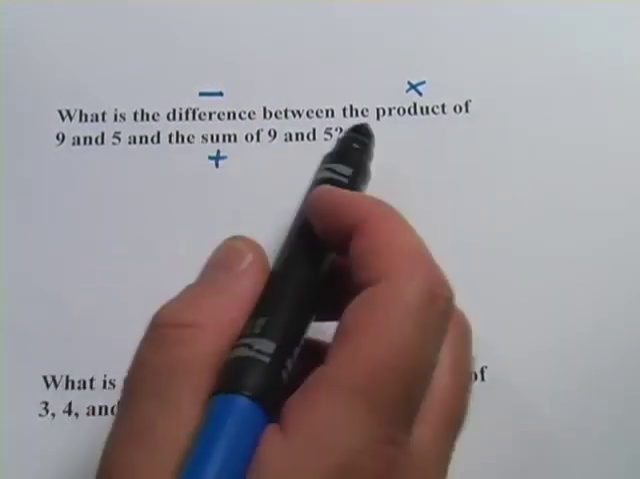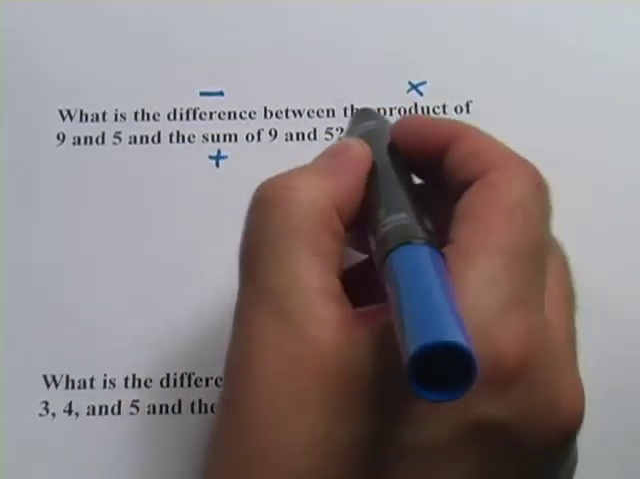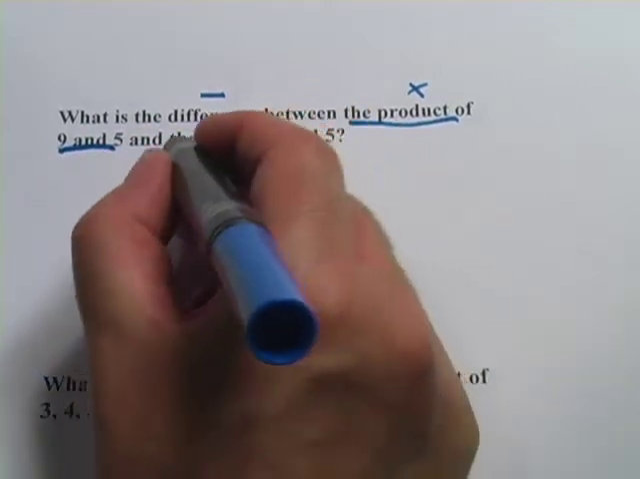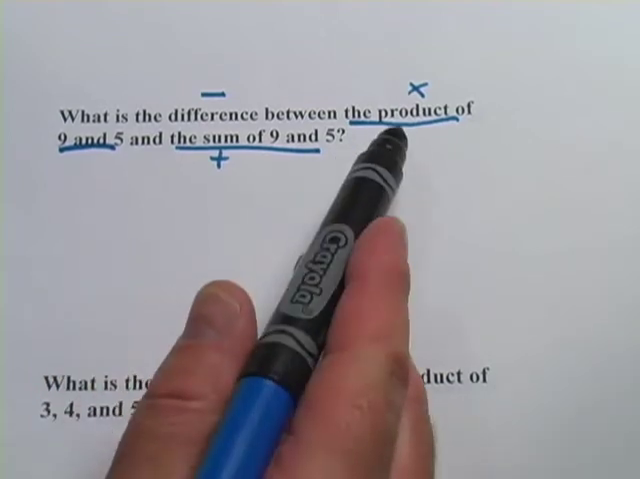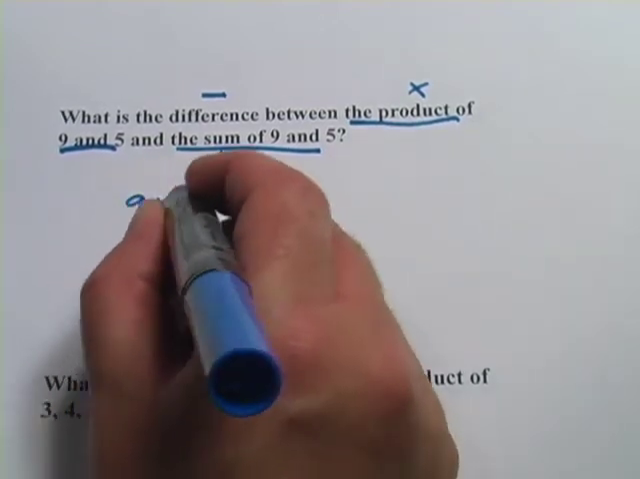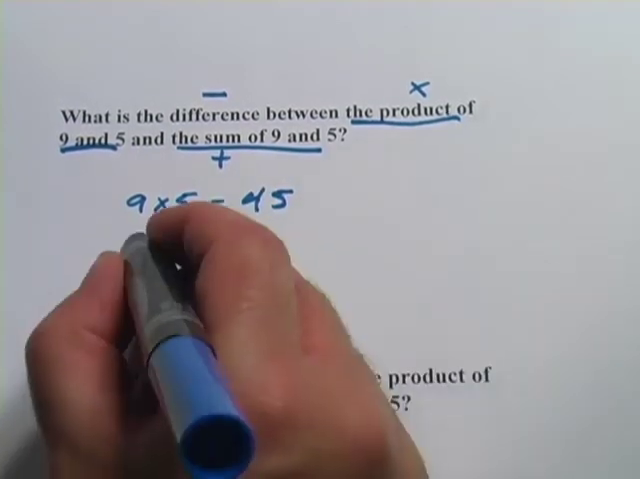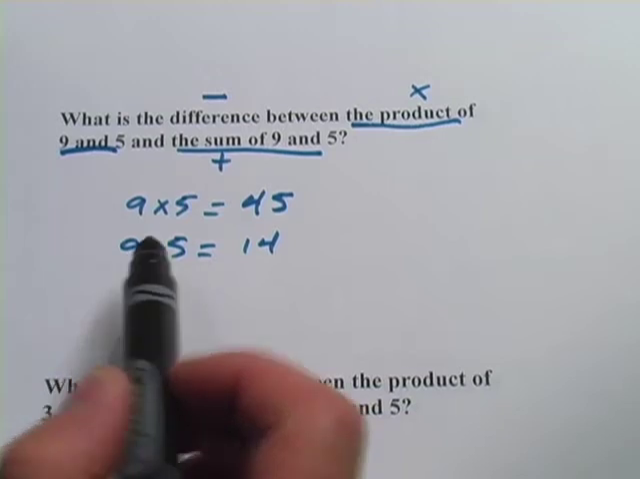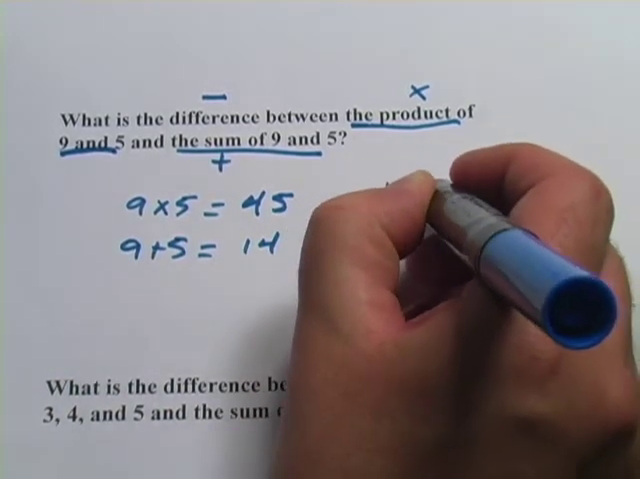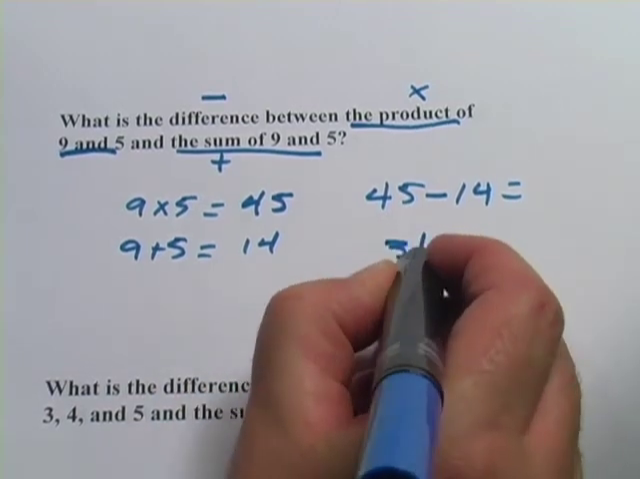When it says what is the difference between these two things, the product of 9 and 5 and the sum of 9 and 5, we want to figure out the product of 9 and 5 first, and figure out the sum of 9 and 5, and then subtract one from the other. Well, the product of 9 and 5 is just 9 times 5, and that is 45. The sum of 9 and 5 is 9 plus 5, and that is 14. The difference between the product and the sum is 45 minus 14, which equals 31.